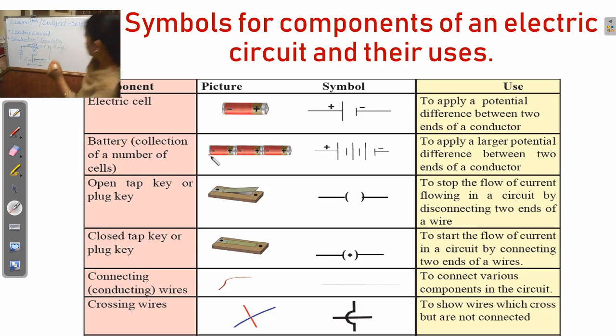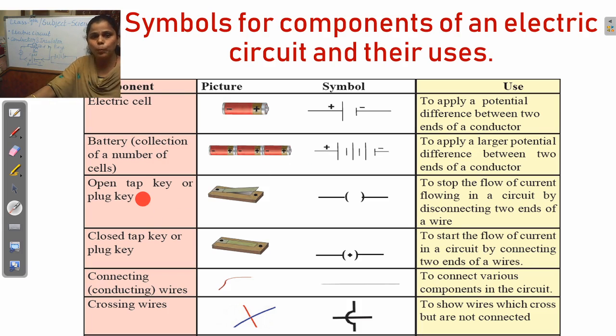Then what is a battery? If we join multiple cells here, one cell, then a second cell, then a third cell, this is called a battery. That means a battery has a number of cells. So what is the use? To apply a larger potential between the conducting wire, because here there are a number of cells. So this is a use of a battery.